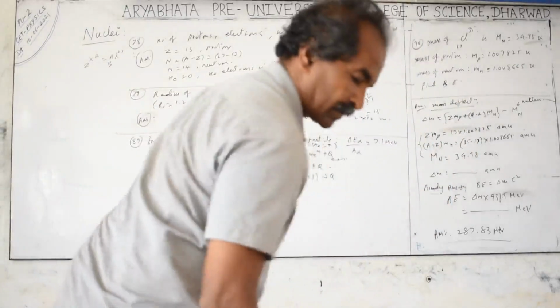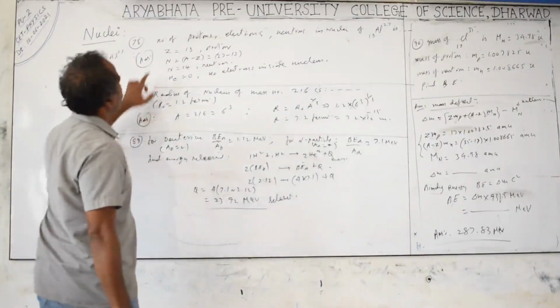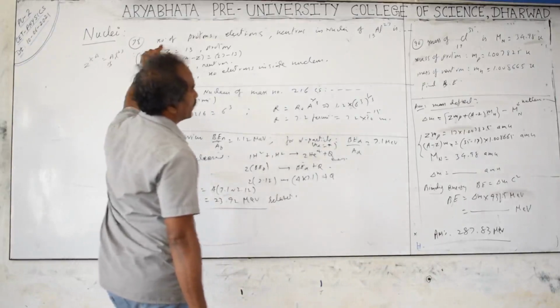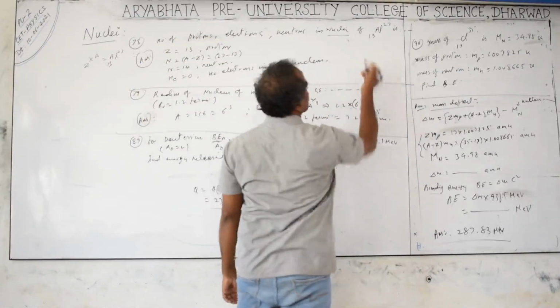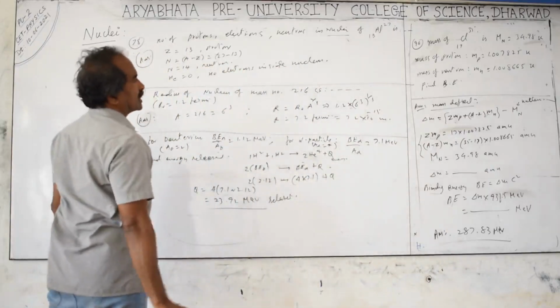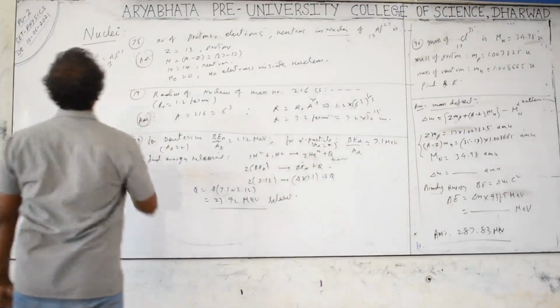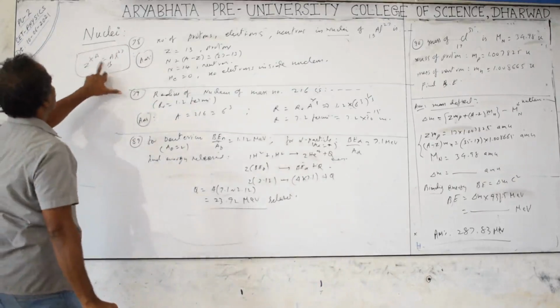Next problem, number 28. Number of protons, electrons, neutrons in the nuclei of aluminum 13, 27 they are asked to find out. Be careful with the word nuclei. They may ask the same question for the atom. 13 is the Z, meaning number of protons, 27 is the mass number, neutron number plus proton number. So we represent the nuclei with this symbol of the atom, Z13, A27.